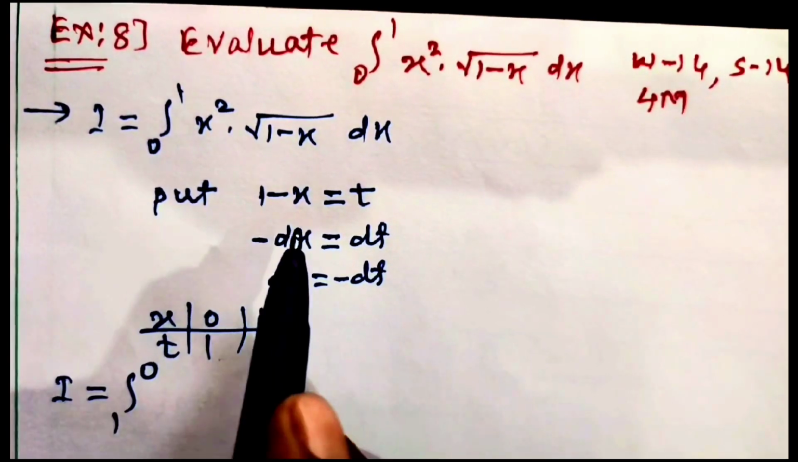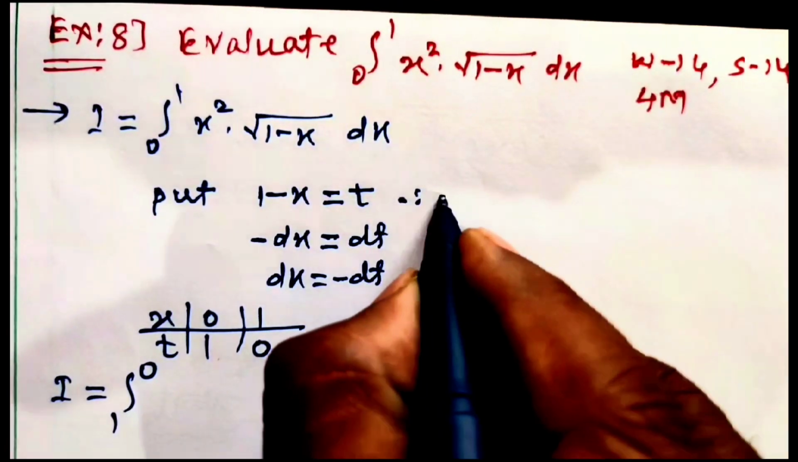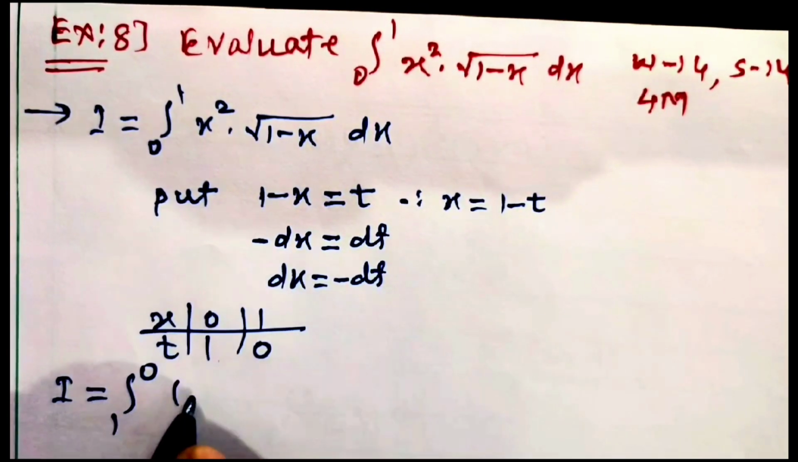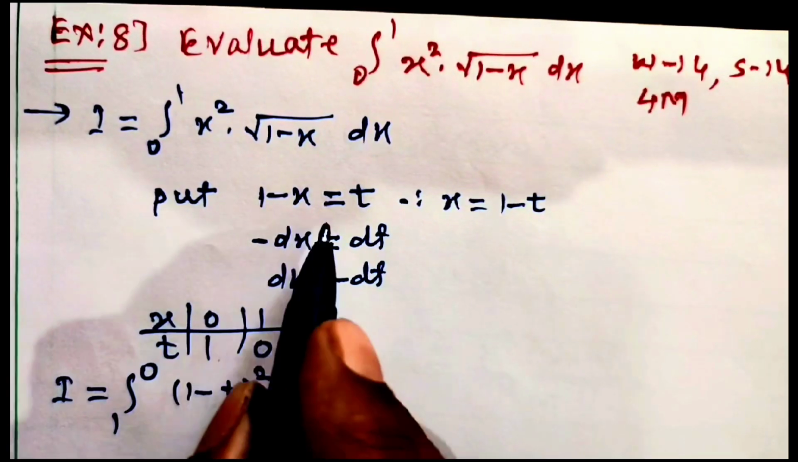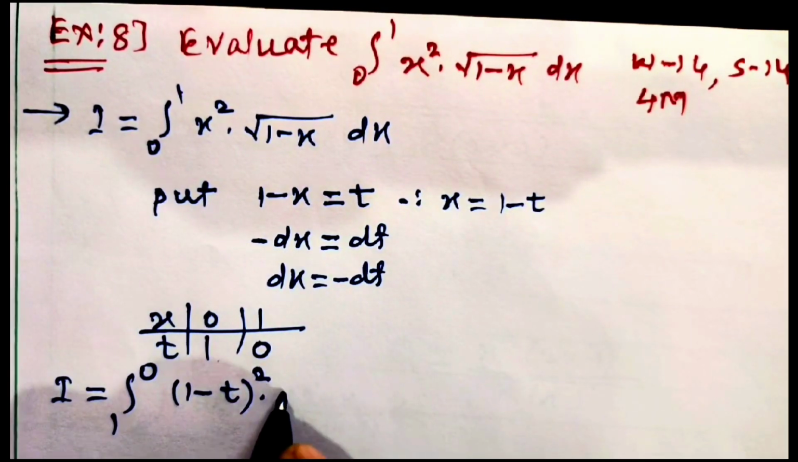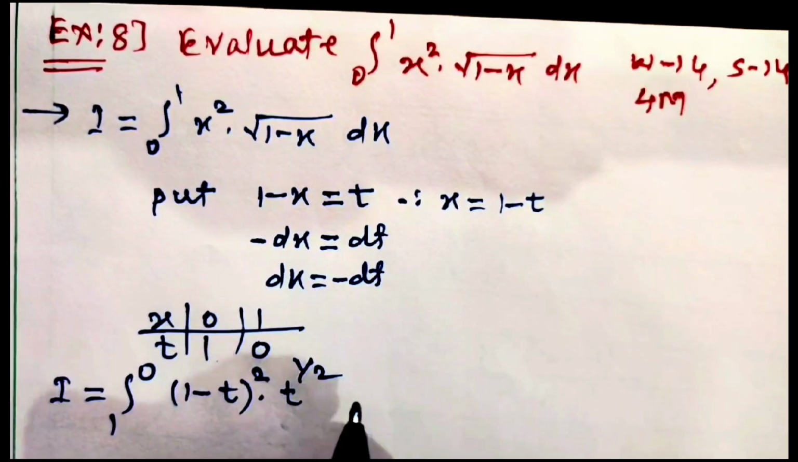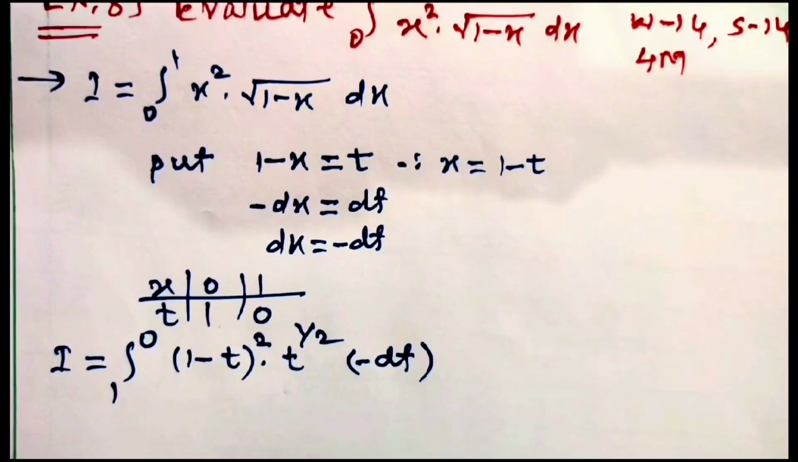What will be x square? Now from here 1 minus x is t, hence x is equal to 1 minus t. Hence we can write 1 minus t whole square, and the square root of 1 minus x, where 1 minus x is t, is square root of t, that is t to the power half. And dx is minus dt. Okay, now simplify and evaluate this integral.